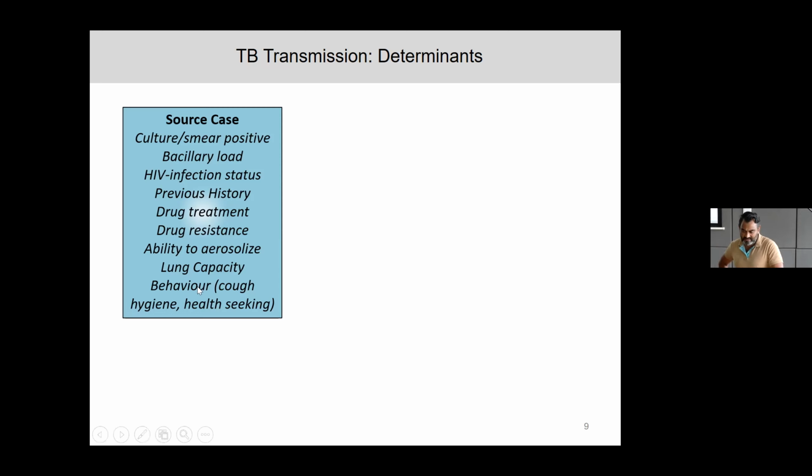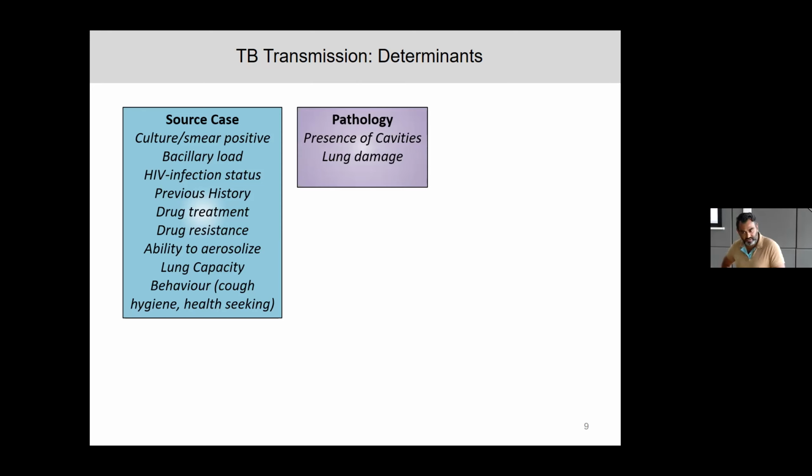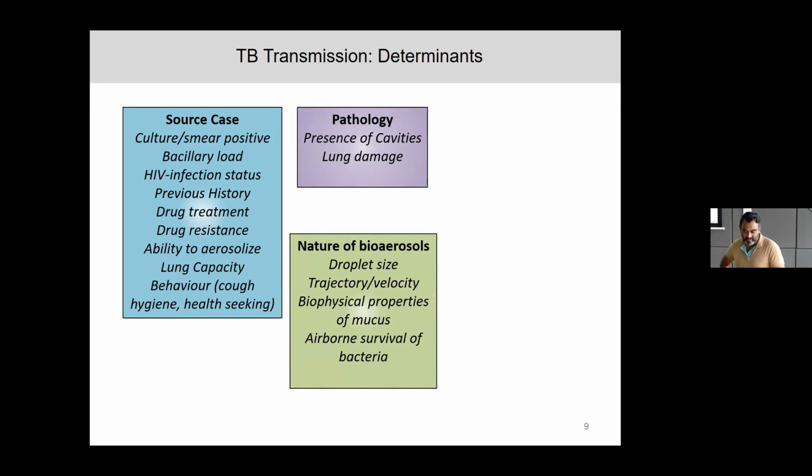Your lung capacity, and then of course things like your behavior. Do you move around? Do you have a lot of social interaction? What is your hand hygiene like? What is your space like? What is your health-seeking behavior like? Then the next thing, pathology. So I mentioned this, whether you have disease that carries a very high bacterial load and has a lot of lung damage affects your ability to transmit TB to others. And then the nature of bio aerosols.